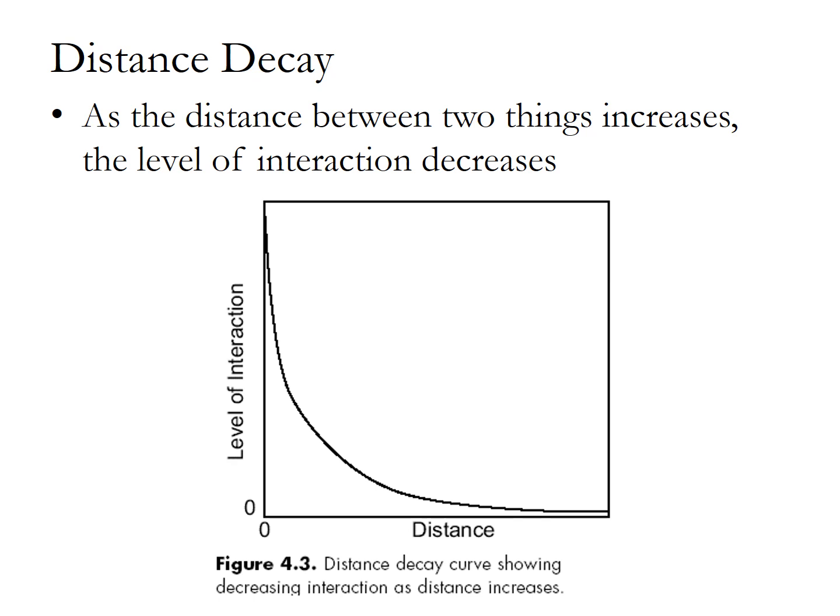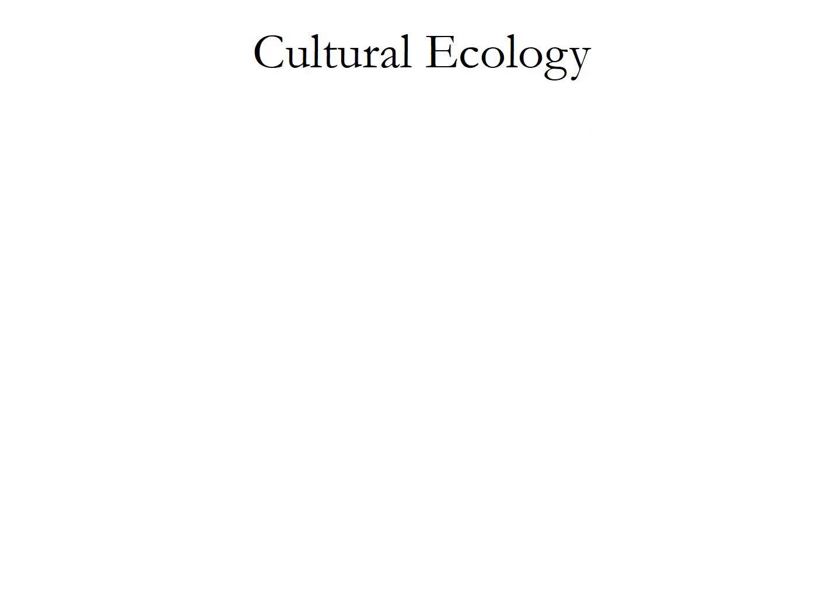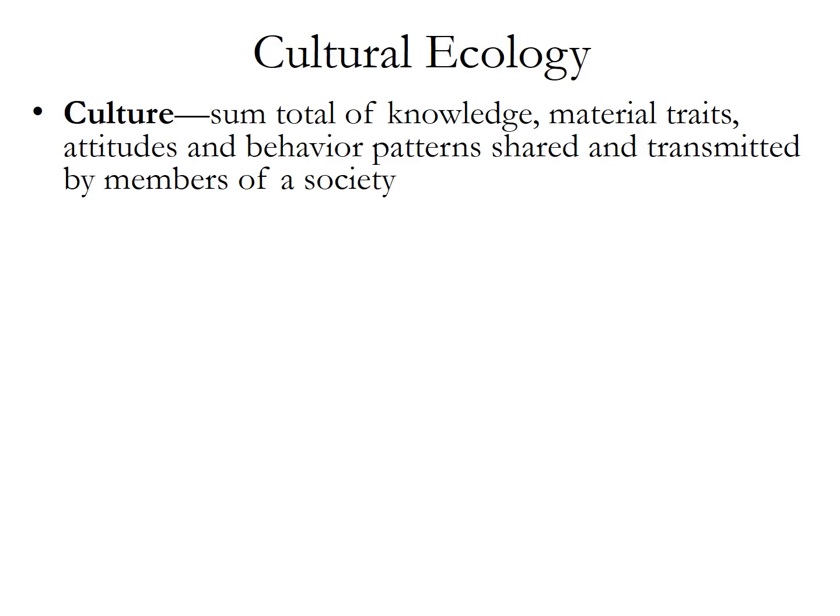All right. Then we talk about distance decay, a real simple theory here. As distance between two things increases, the level of interaction decreases. But we also know that this is proven incorrect now because of space-time compression, because of globalization, because of technology, advances in communications and technology. So this doesn't really play into anything anymore. All right, and finally we're going to move to cultural ecology.